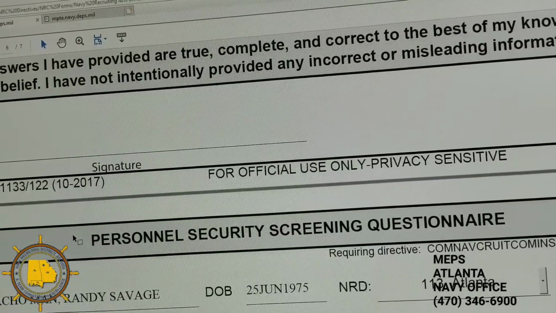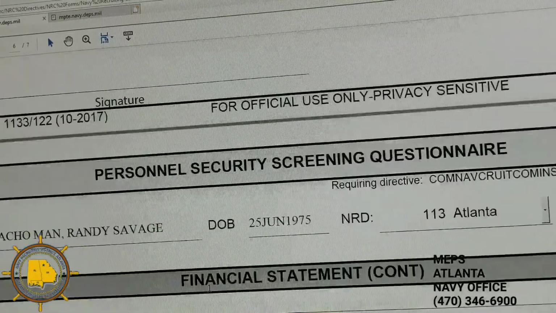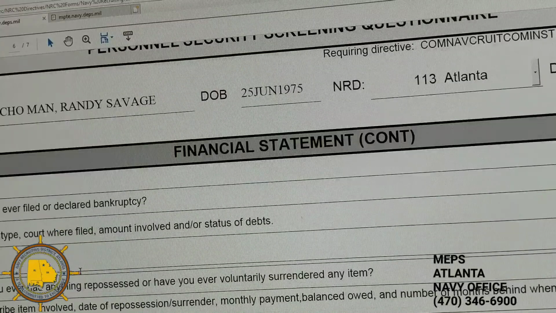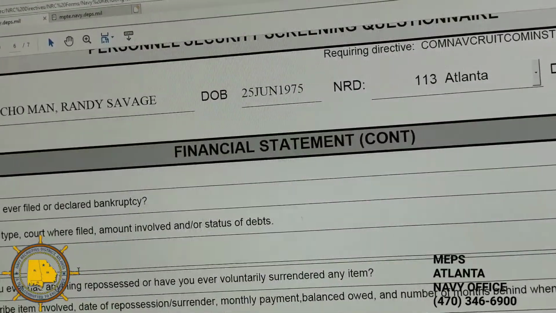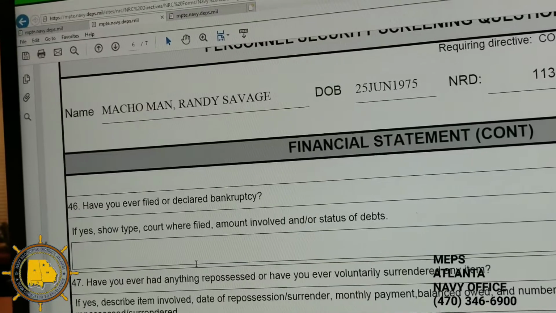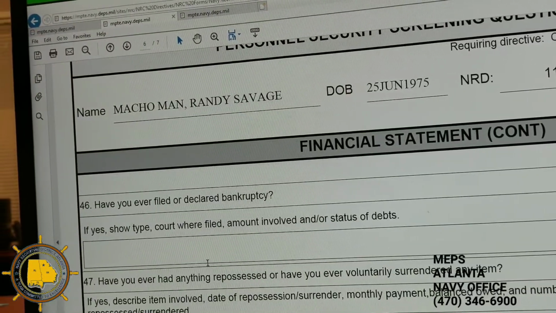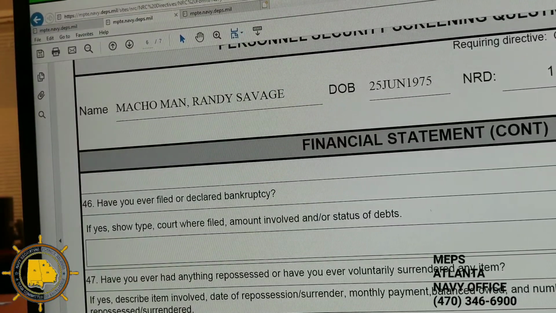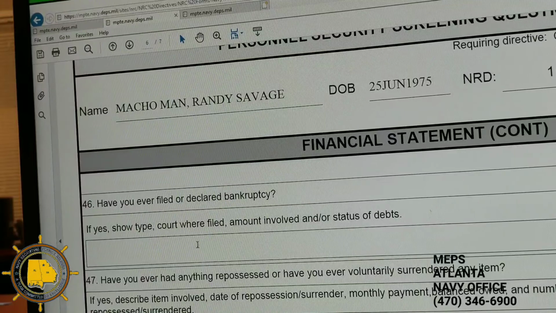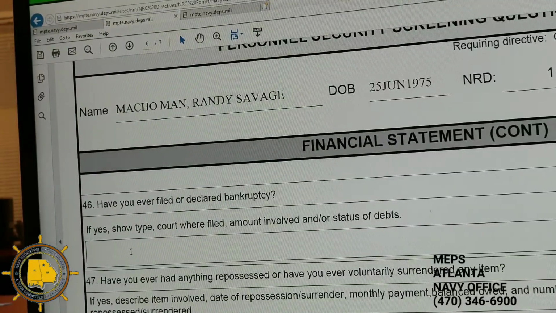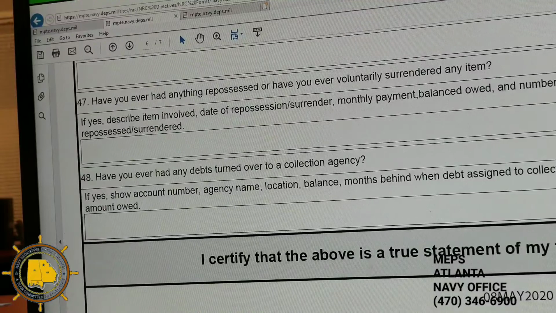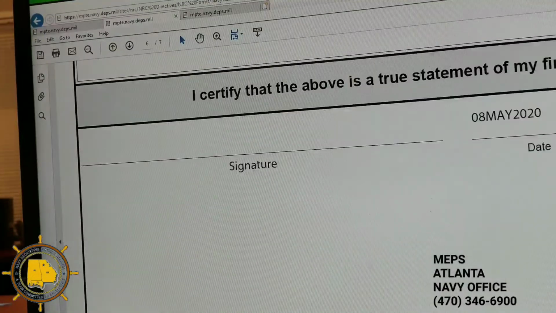The next page is going to be the financial statement continuation of the PSSQ, questions 46 through 48 of this particular page. If they darken in no, then they can leave the explanation blocks below the question blank. If they darken in yes, then they have to provide an explanation in the explanation block below the particular question. And again, they sign the bottom of the page, and that is it.